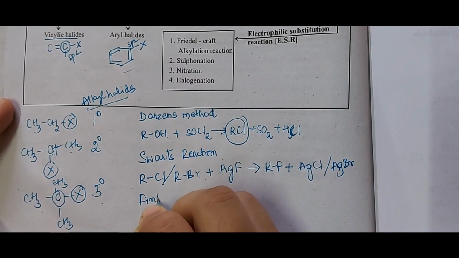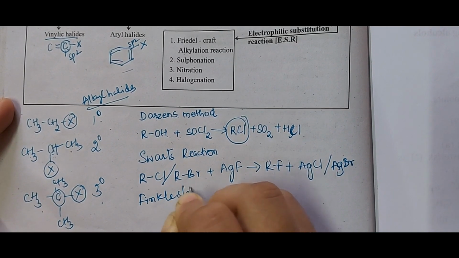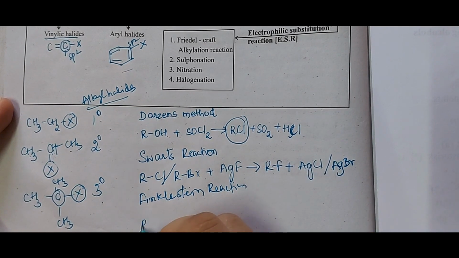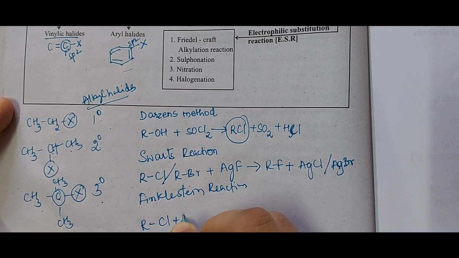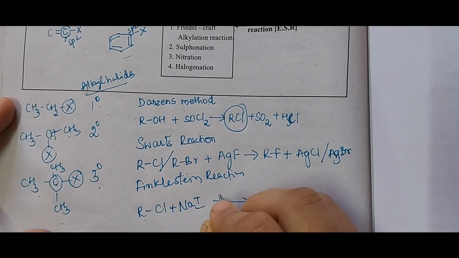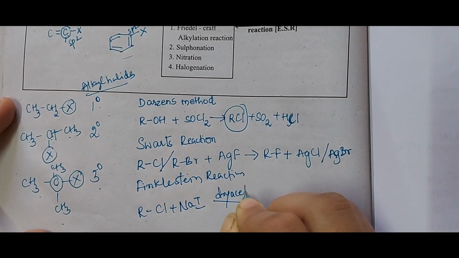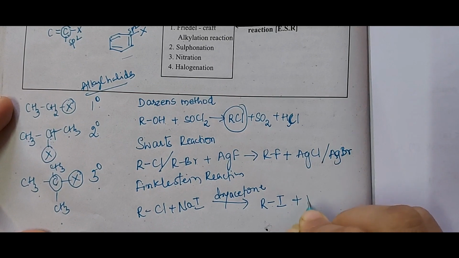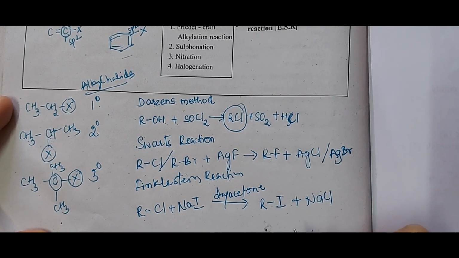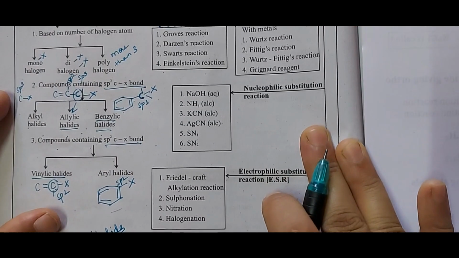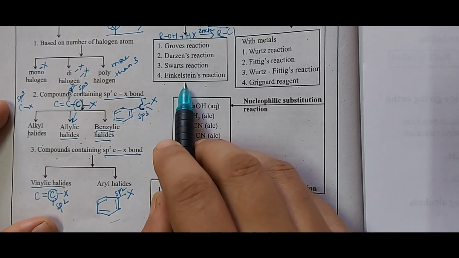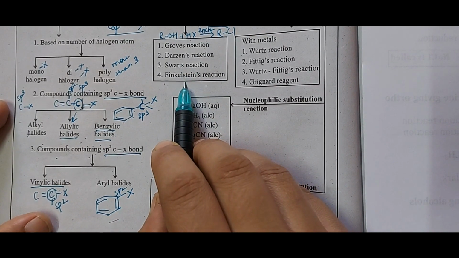Next is the Finkelstein reaction. As we have already studied in theory classes, if alkyl chloride or alkyl bromide is made to react with sodium iodide in the presence of dry acetone, it results in the formation of alkyl iodide with a byproduct of NaCl if alkyl chloride and NaBr if alkyl bromide. So these are the four important reactions which we discuss for the preparation of alkyl halide. The remaining ones are also there. You can refer to your NCERT textbook.